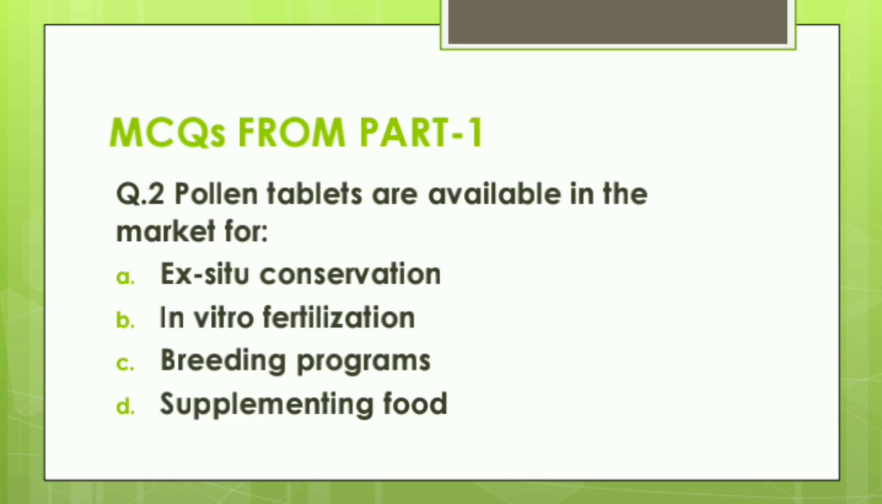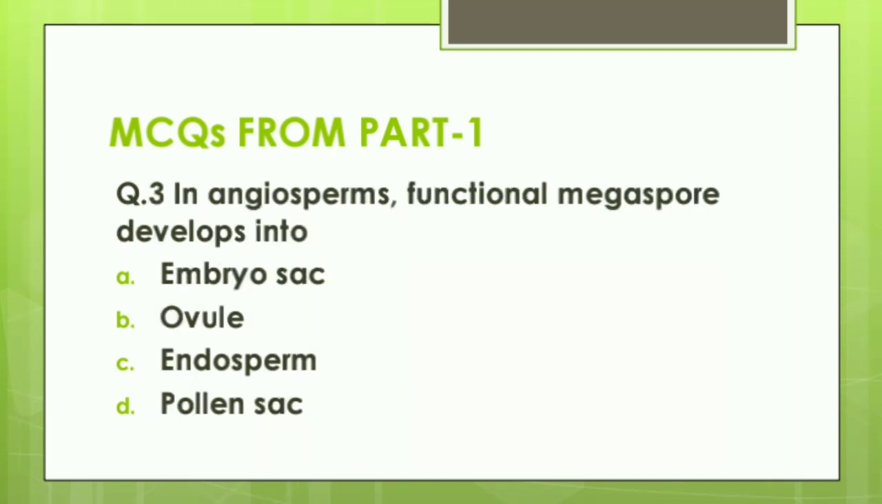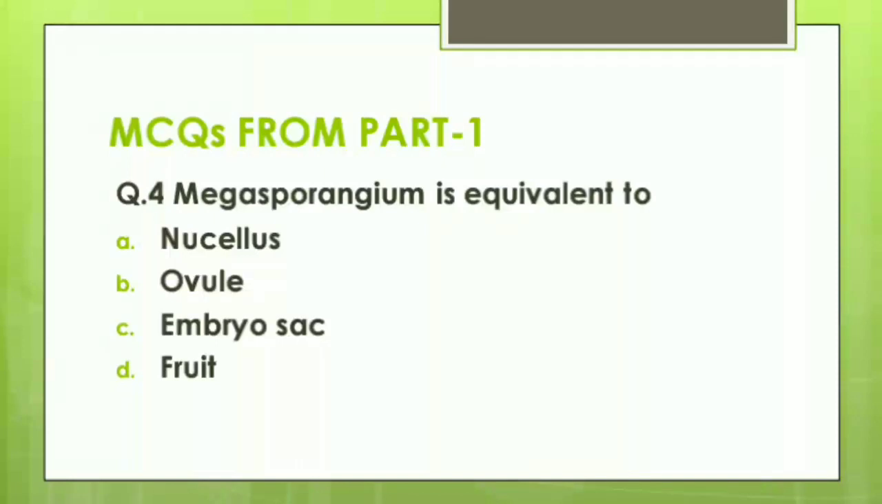conservation. Option B, in vitro fertilization. Option C, breeding programs. Option D, supplementing food. Then question number 3. In angiosperms, functional megaspore develops into: option A, embryo sac, option B, ovule, option C, endosperm, option D, pollen sac. Then question number 4. Megasporangium is equivalent to: option A, nucellus, option B, ovule, option C, embryo sac, option D, fruit.